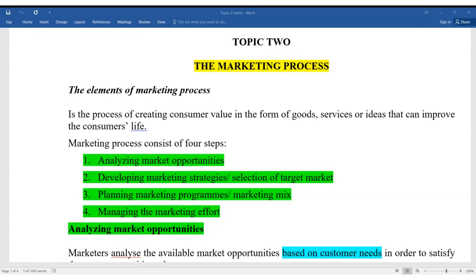Did we look at this topic last week or the other week?